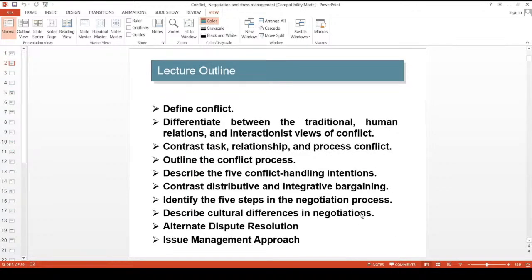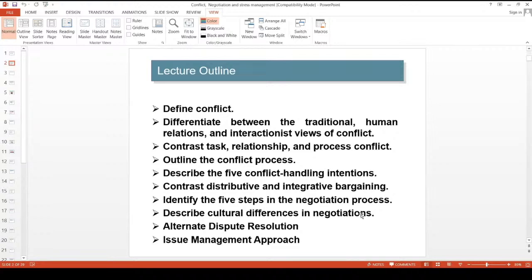Let's discuss the lecture outline, the different topics which we will discuss in today's lecture. We will define conflict, what conflict actually is. Then there are the different views of conflict. The most important views are the traditional view, the human relations view, and the interactionist view. We will discuss each of these in detail. Then we will also discuss task, relationship, and process conflict. These are the different sources of conflict within organizational settings. So we will discuss each of these types of conflict.